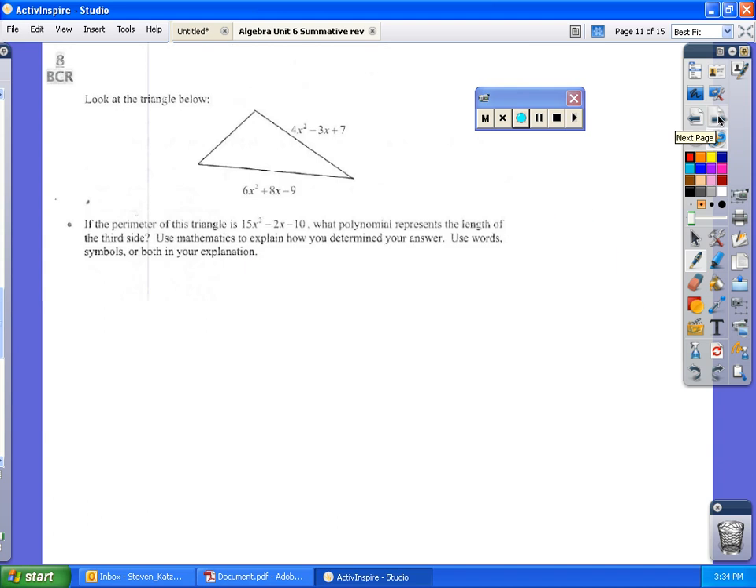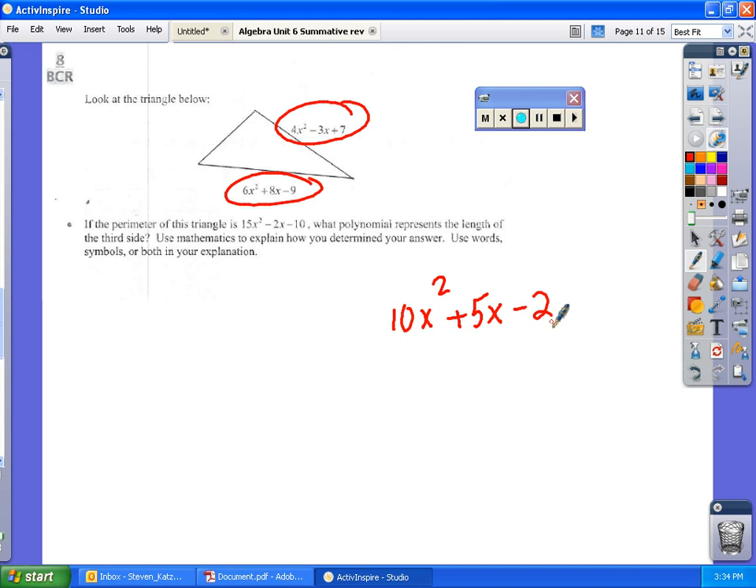Here you're given the perimeter, and you're given 2 of the sides. So if we add up the sides, which means we combine like terms, so 6x squared and 4x squared are 10x squared. 8x and negative 3x are positive 5x. And 7 and negative 9 are negative 2. So if I take the perimeter, the total, and subtract what I have, I'm going to be left with the final side. So remember to distribute the minus sign by keep, change, change.